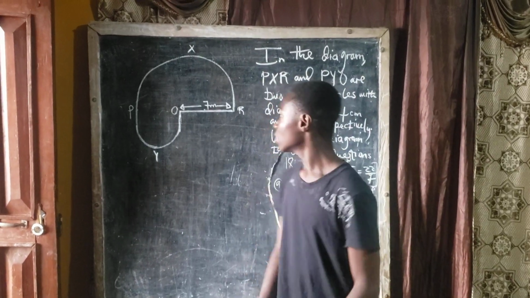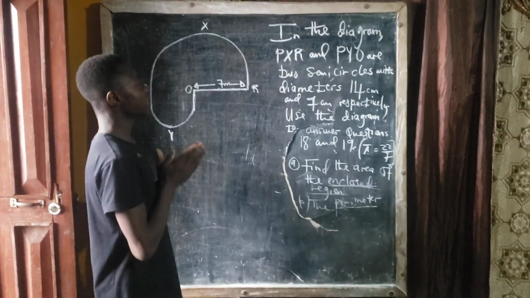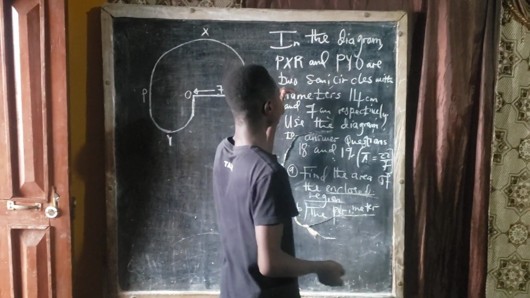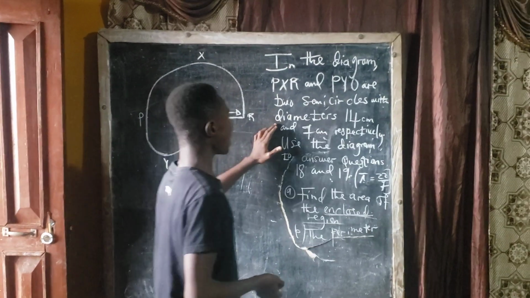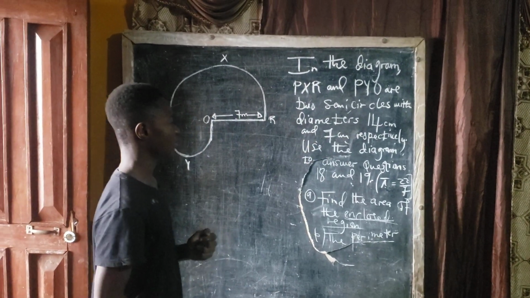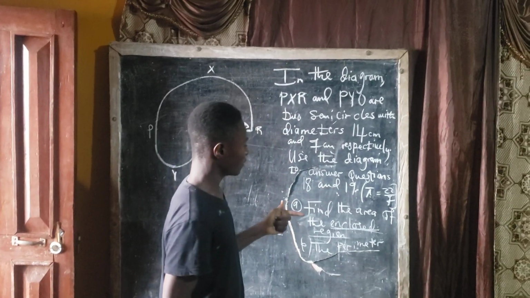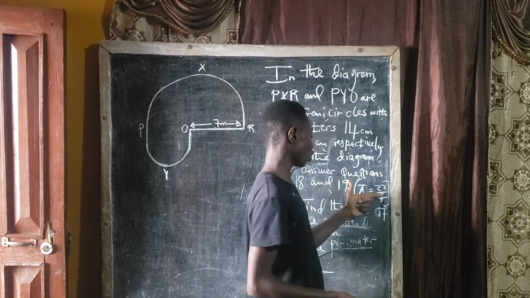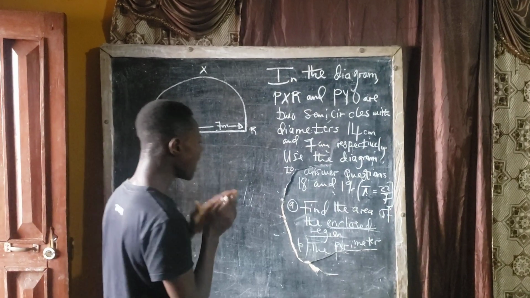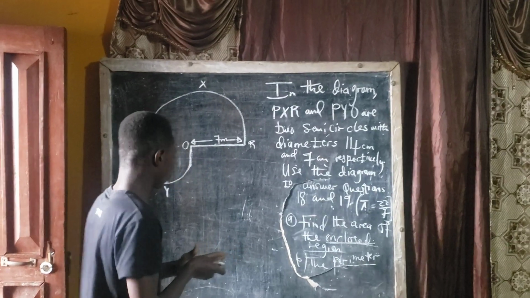Hi everyone, let's look at this question on the blackboard, which says: in the diagram, PXR and PYO are two semicircles with diameters 14 cm and 7 cm respectively. Use the diagram to answer questions 18 and 19. We are given pi as 22 upon 7. Question 18 says we are to find the area of the enclosed region.